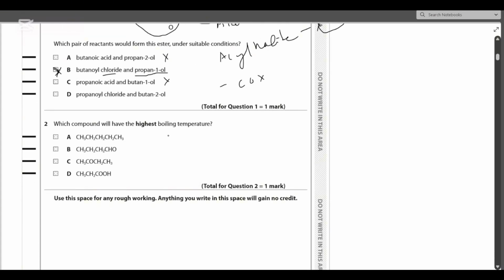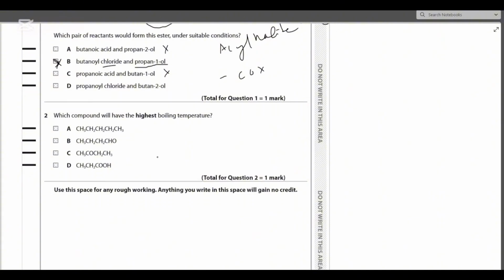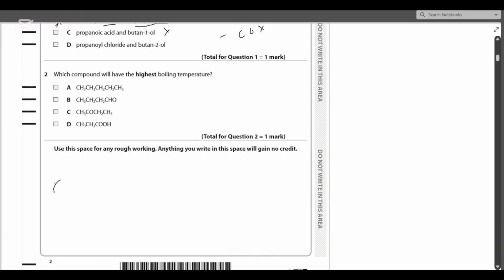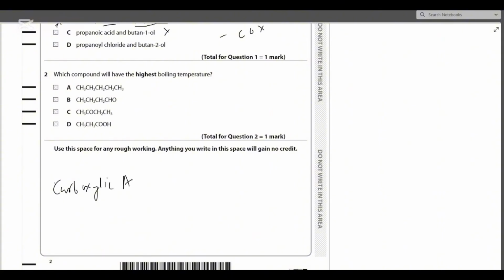It says which compound will have the highest boiling temperature. We always remember that the compounds that tend to have the highest boiling temperatures are carboxylic acids, then aldehydes, and then ketones. Carboxylic acids tend to have a higher boiling point compared to aldehydes, and then we have ketones right here. In this case we can easily say that the only carboxylic acid here is CH3CH2COOH, propanoic acid. So the answer is D.